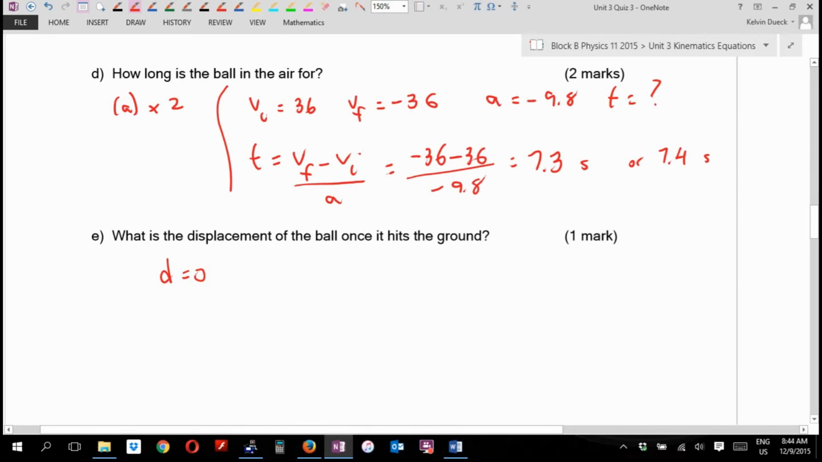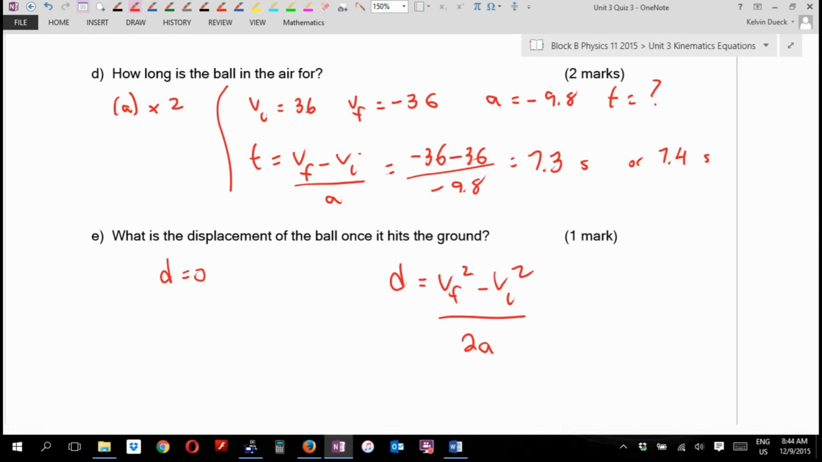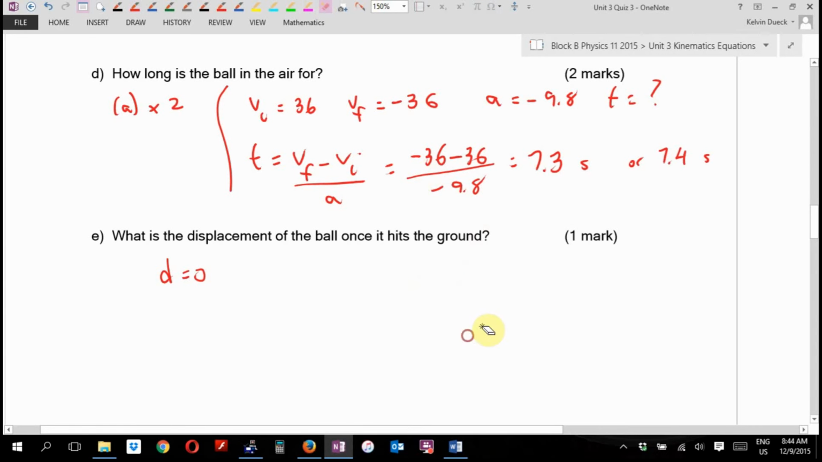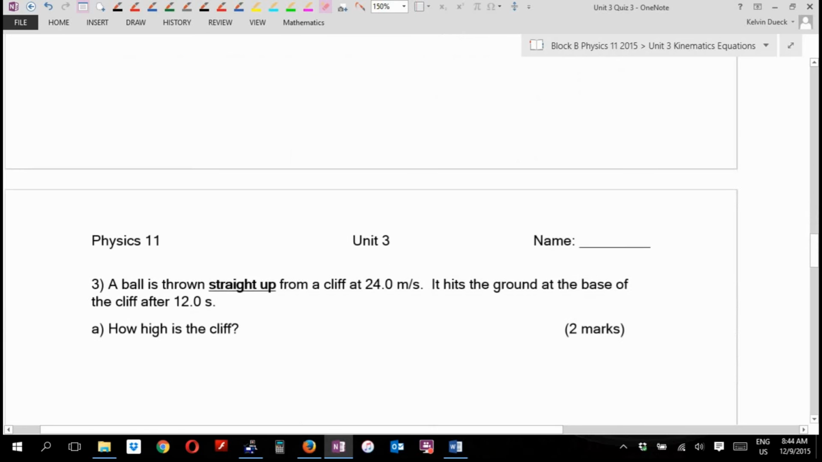By the way, you could have gone like this. D equals VF squared minus VI squared all over 2a, and you would end up going negative 36 all squared, which is positive 36 squared, minus 36 squared. You'd get a 0 on the top, and you would actually calculate a 0, but oh, for Pete's sakes. Let's be clever. Turn the page, you say? Let's turn the page.